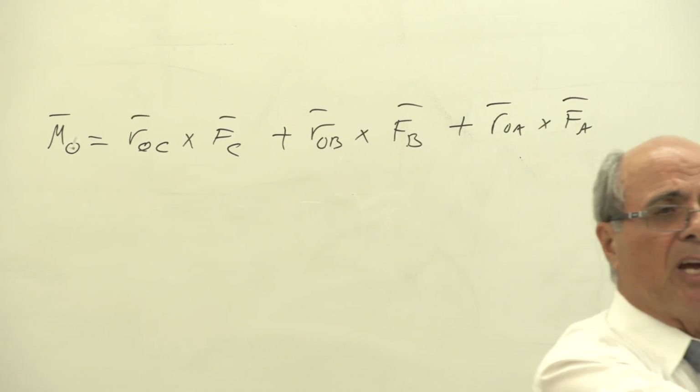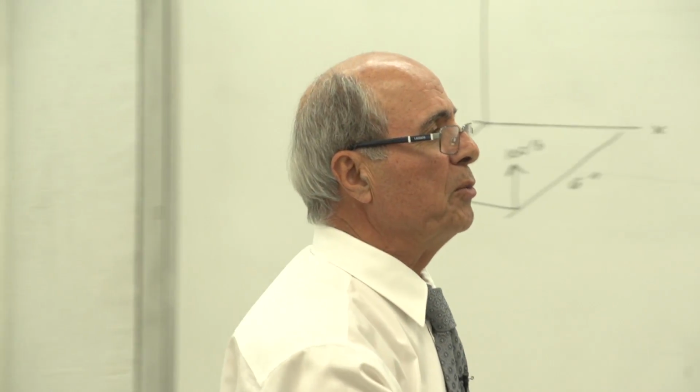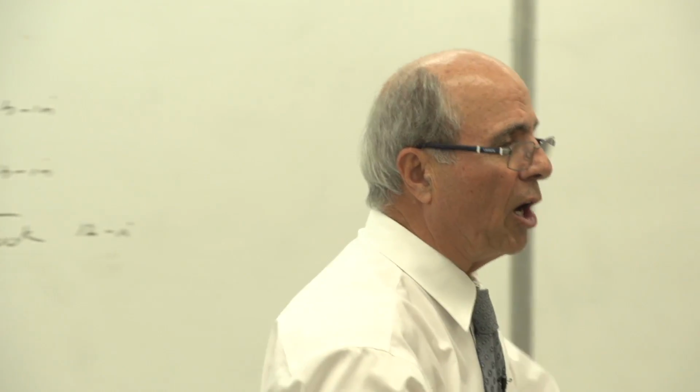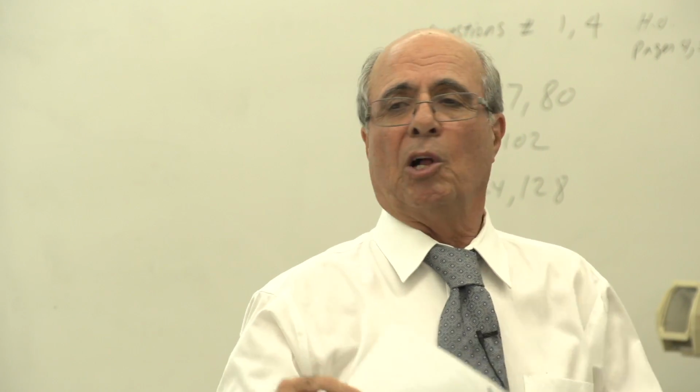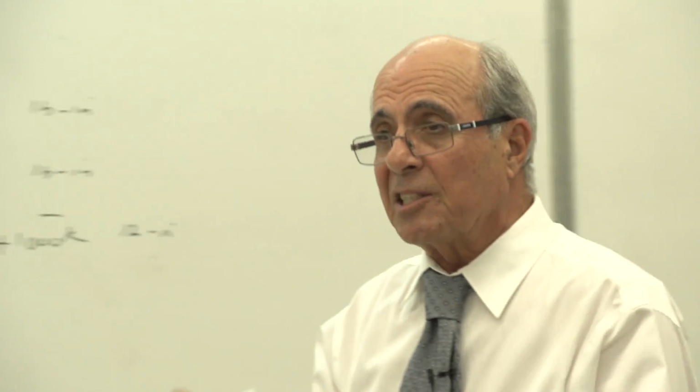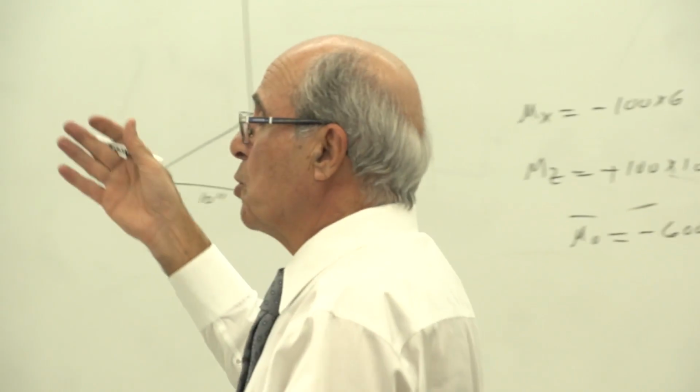Then you get i, j, k, i, j, k, i, j, k. It takes a few minutes. Then you add all the i's together, all the j's, all the k's, so you have the moment about all three axes, yes or no? That's one way. Now, this method is good, you get that.